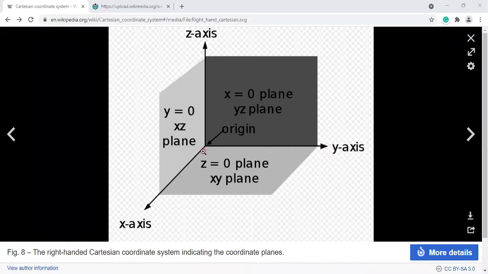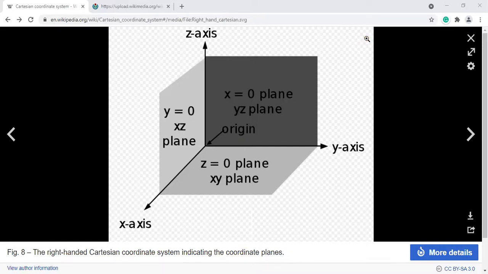I repeat, the Z equal to 0 plane and the X equal to 0 plane intersect at the y-axis. Similarly, the Z equal to 0 plane and the Y equal to 0 plane intersect along the x-axis. In a similar way, the Y equal to 0 plane and the X equal to 0 plane intersect along the z axis.